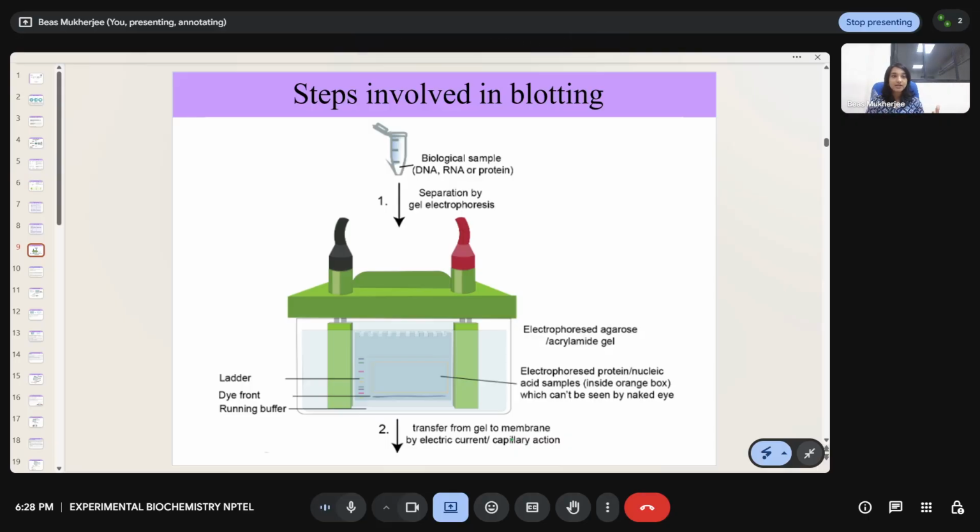We will read about PVDF membrane very soon. For DNA and for RNA, NCM membrane is used, that is, nitrocellulose membrane, and this is PVDF membrane. Now, transfer from gel to membrane is done by electric current or capillary action. This is the blotting process. So transfer from gel to membrane is actually the blotting process. Now what happens after that?